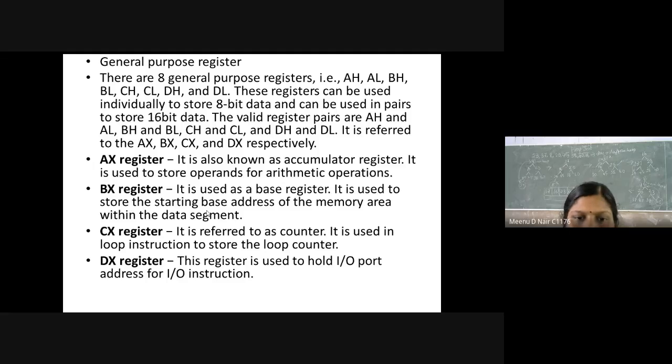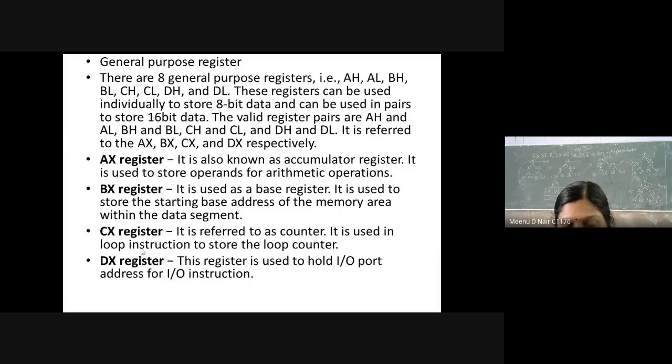It is used to store the starting base address of the memory area within the data segment, right? Then the CX register is used as a counter. The CX register is used in the loop instruction to store the loop counter. So that also comes into the picture when you are writing a program. Only at that time will all these things come into the picture.